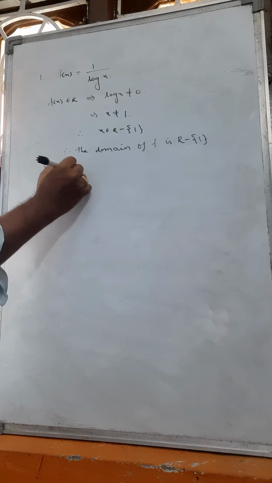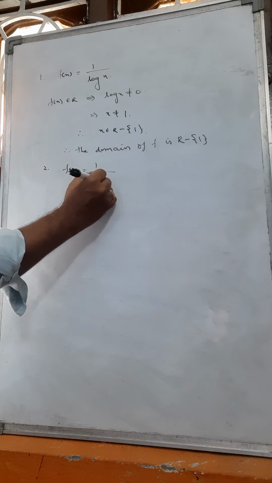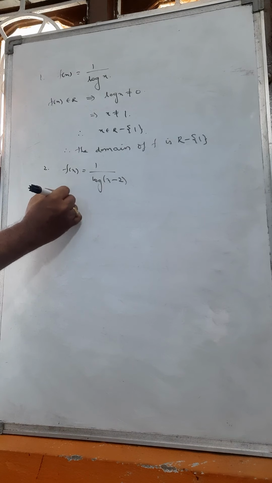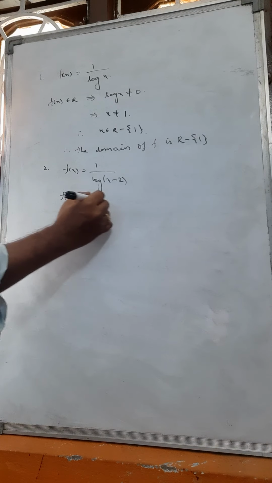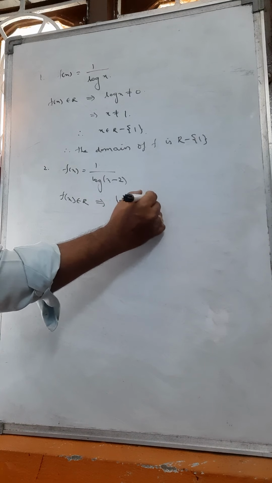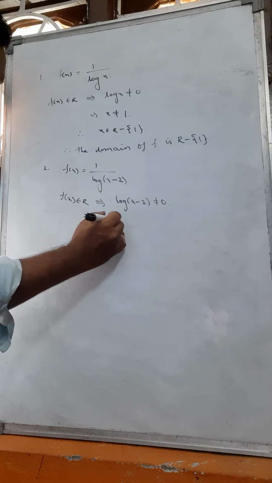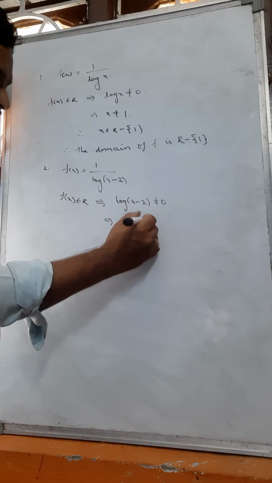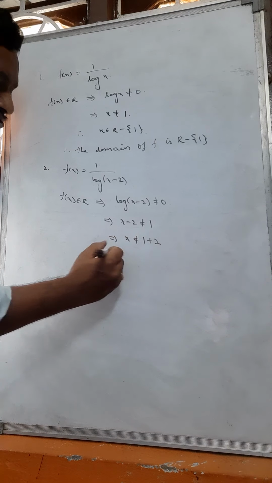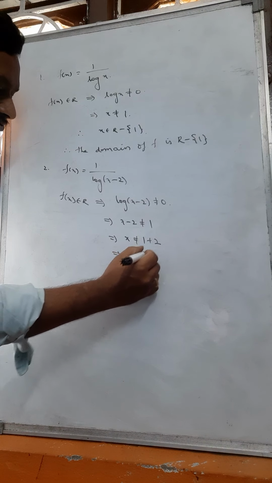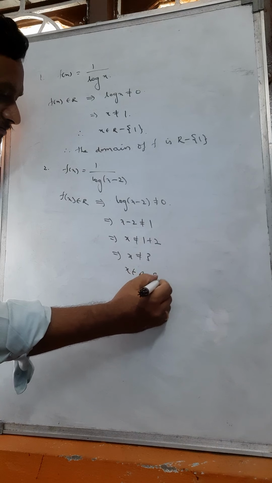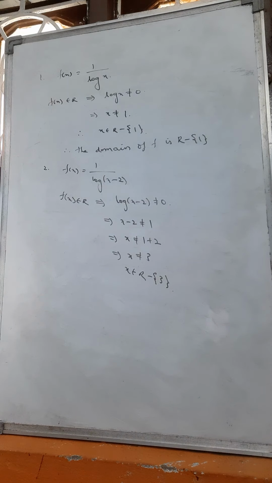Next, second one: f of x equal to 1 by log x minus 2. For f of x to belong to capital R, log x minus 2 is not equal to 0. That means x minus 2 is not equal to 1, so x is not equal to 1 plus 2. X is not equal to 3. So x belongs to all the real numbers except 3.